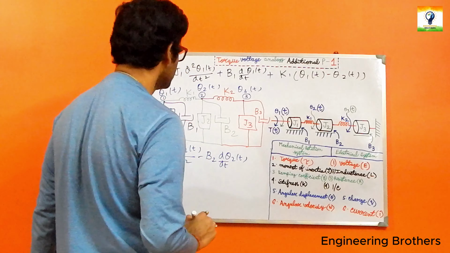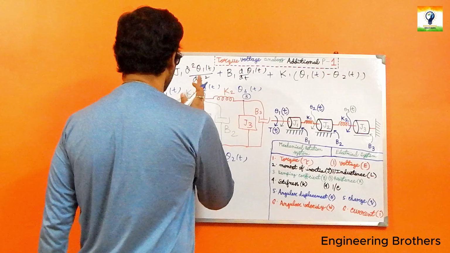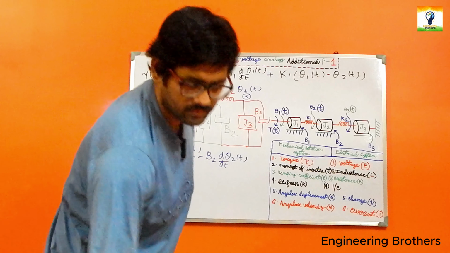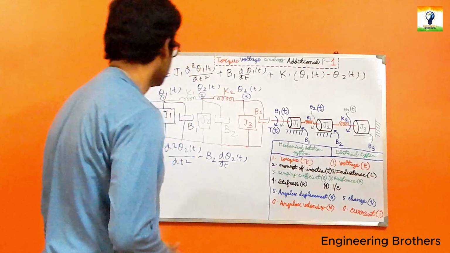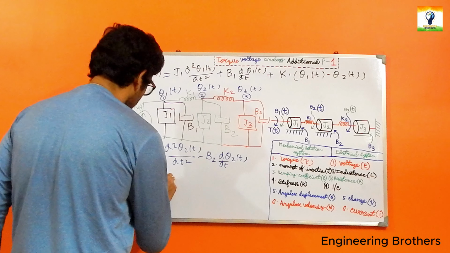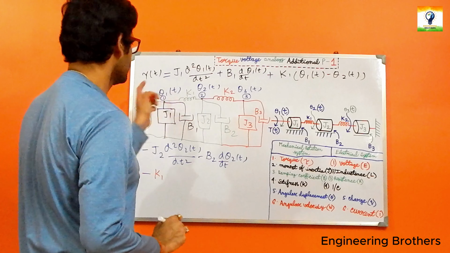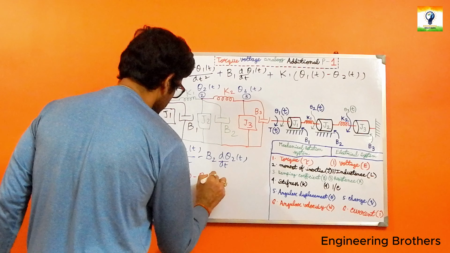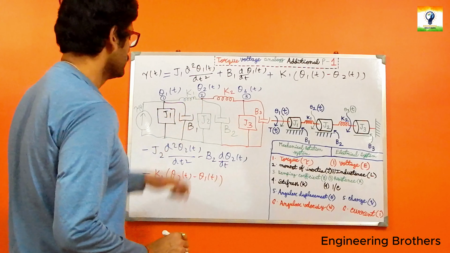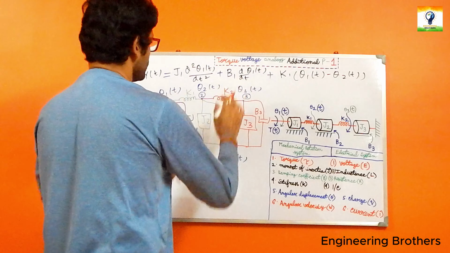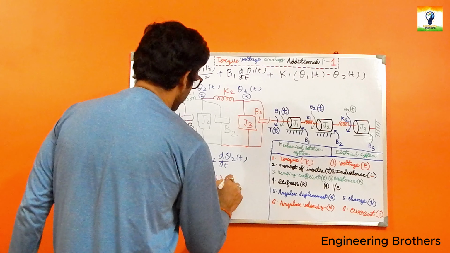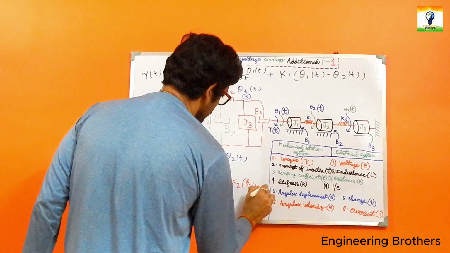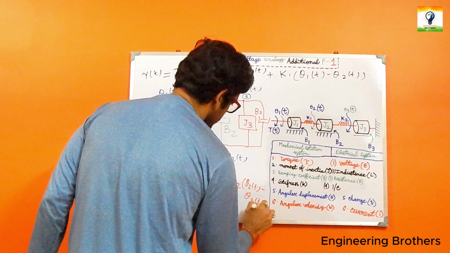This is our second part, and in between our 2 and 1, let us go for that, minus, we have K1 multiplied with θ2(t) minus θ1(t), and quite naturally the K2, which is placed in between our θ2(t) and θ3(t), which is minus K2 multiplied with θ2(t) minus θ3, which is equal to 0.